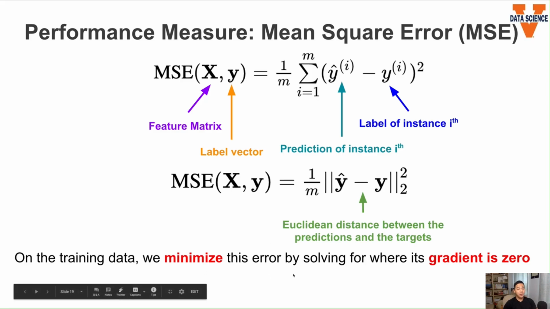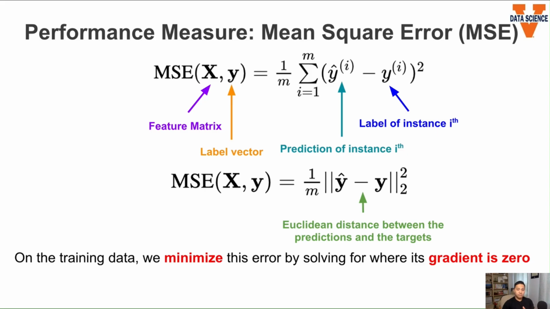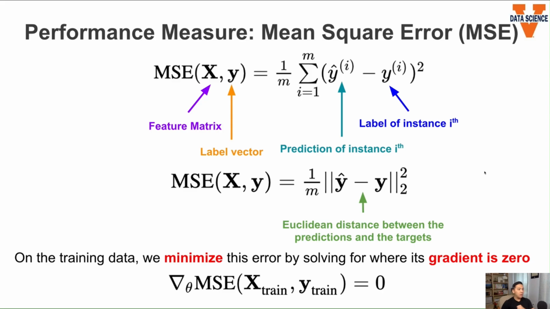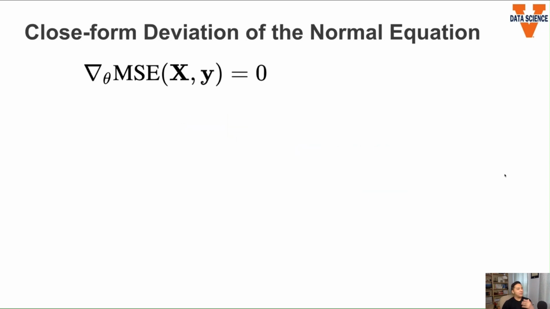We minimize this error by solving for where the gradient is equal to 0. So the gradient of MSE on the training data must be equal to 0. Right, so if you want to minimize something, always set the gradient equal to 0. Recall from calculus. So how do we solve this? We know that the gradient of this mean square error, or the Euclidean squared distance, has to be 0.